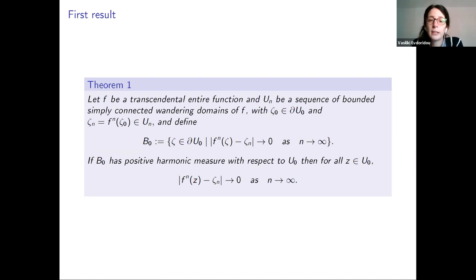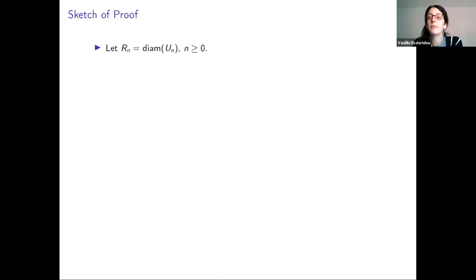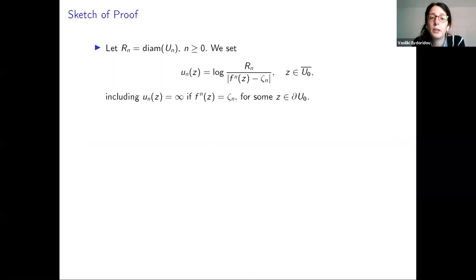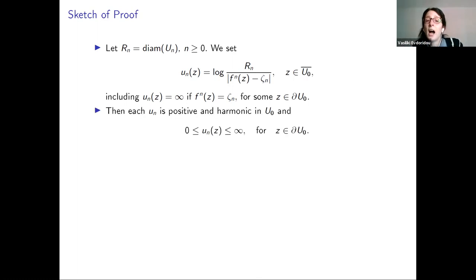So I will now try to give the idea of the proof of theorem one, which is based actually on an argument of Pommerenke and Wilmott's. If we consider u_n(z) to be the logarithm of the diameter of U_n over the modulus of f^n(z) minus zeta n, and we define this in the closure of our wandering domain U naught, taking it equal to infinity whenever f^n(z) is equal to zeta n, then this is a positive harmonic function in U naught, and it is greater than or equal to zero and less than or equal to infinity on the boundary of U naught.